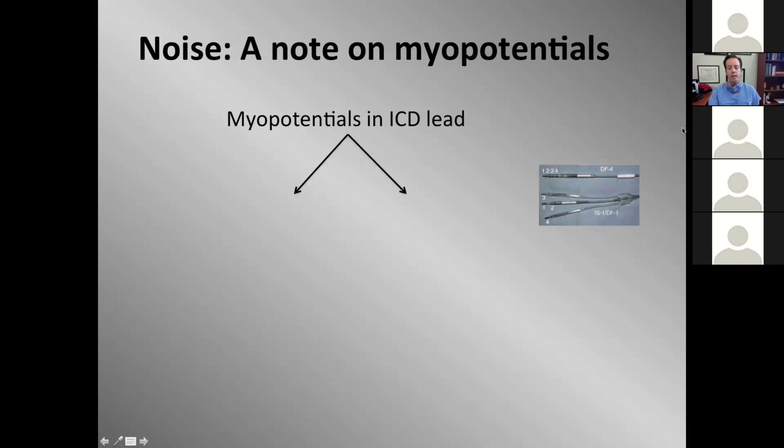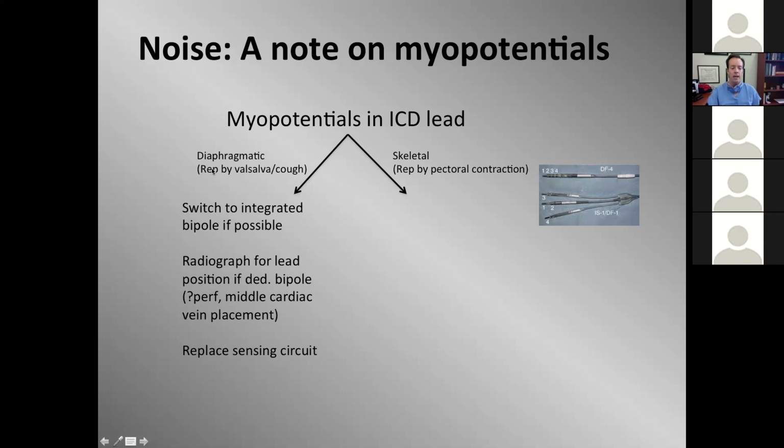This is a little flow chart for myopotentials on an ICD lead. If it's reproducible by Valsalva or cough, then we're thinking diaphragmatic myopotentials. You could switch from the broad antenna of the integrated bipole to the dedicated bipole to narrow it, and that may overcome it.